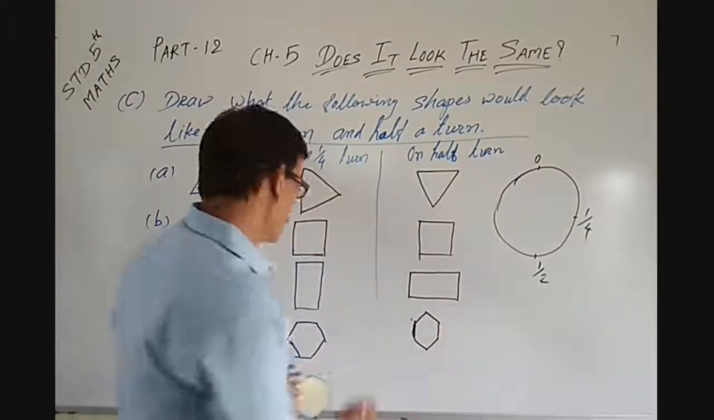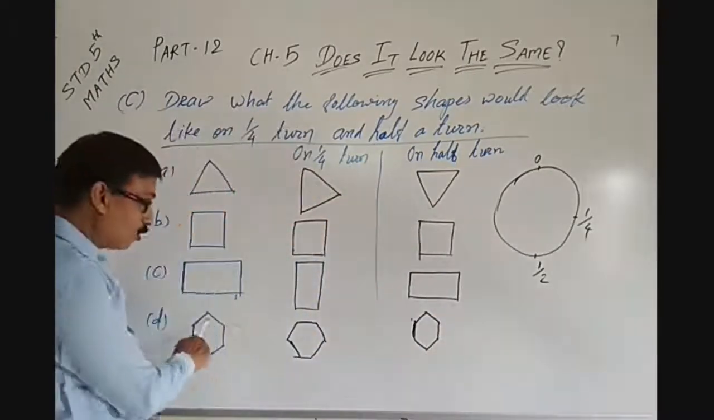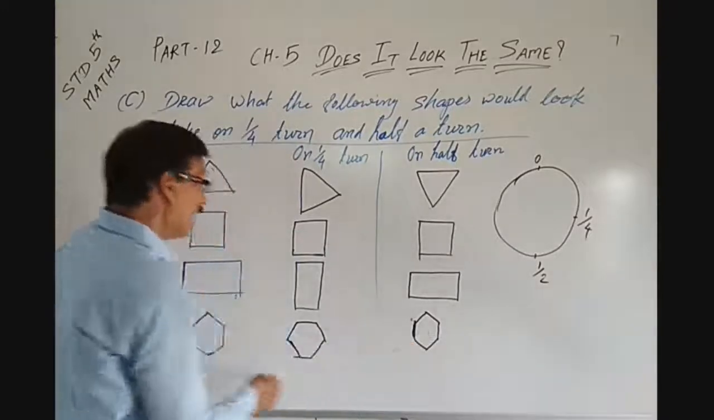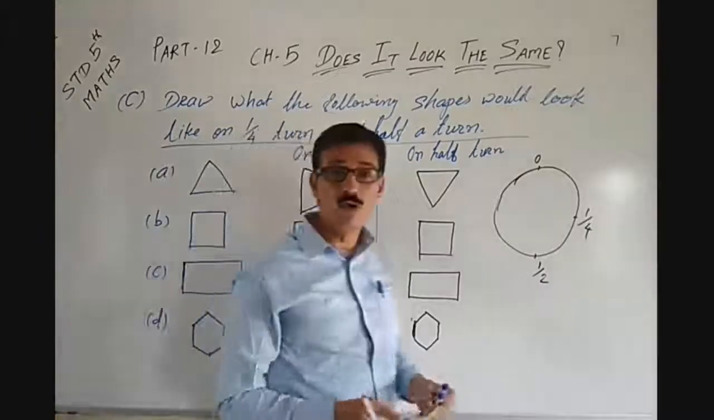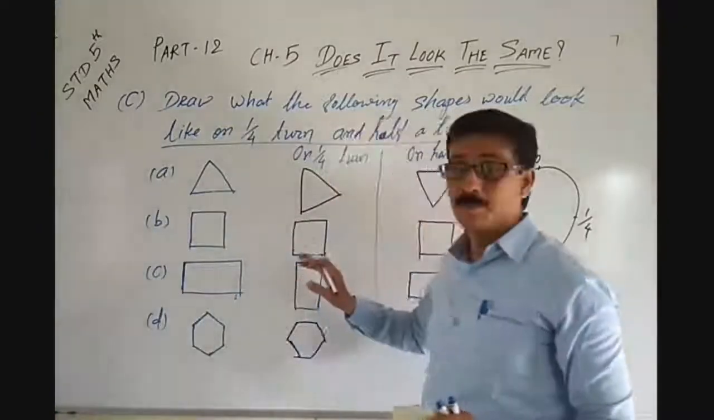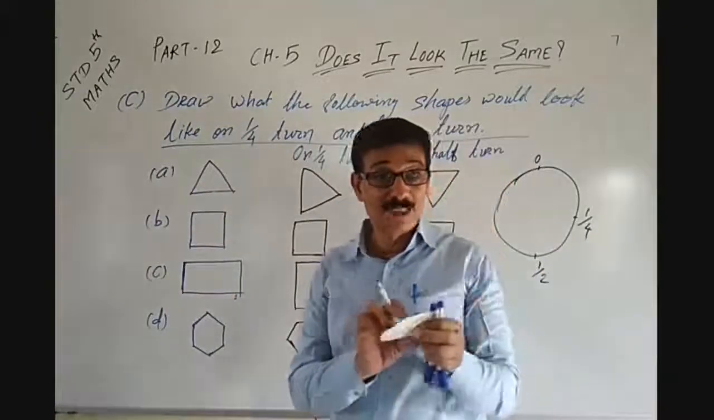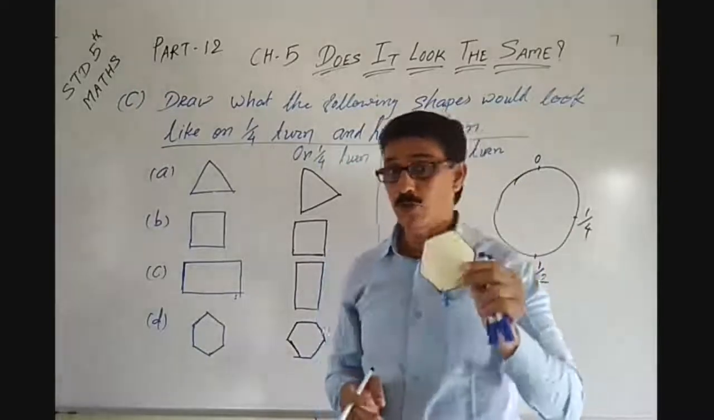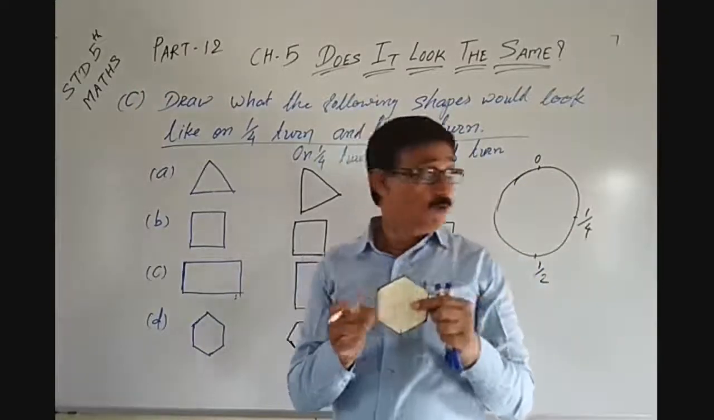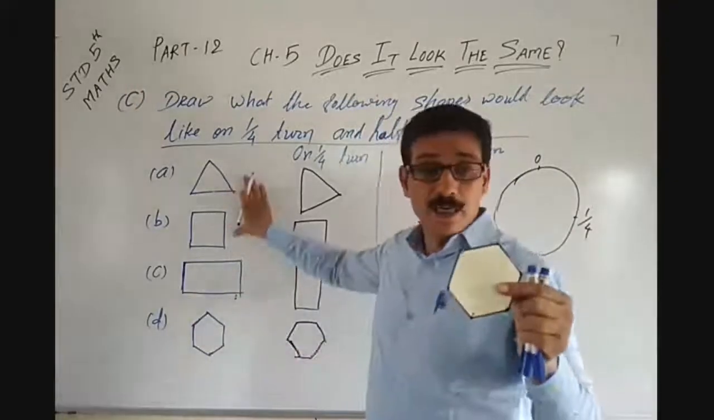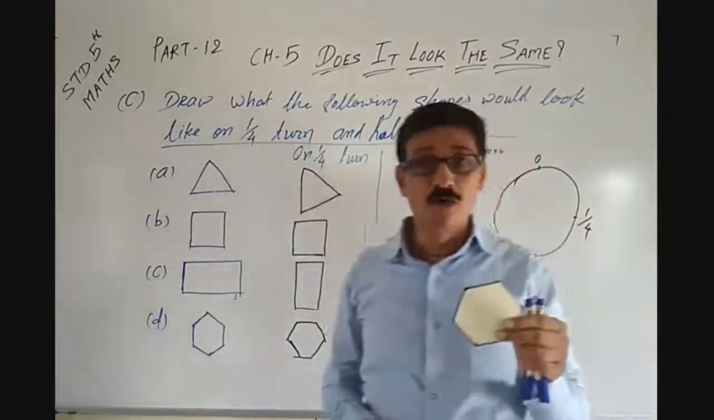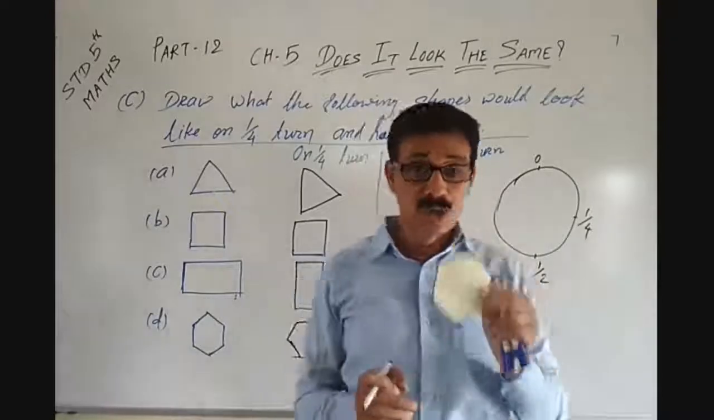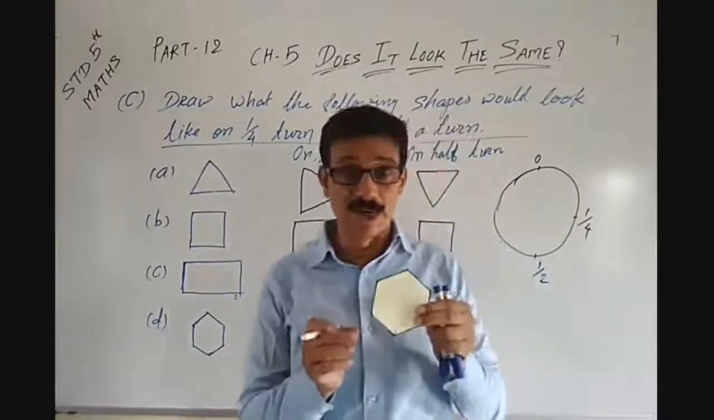So this is on one half turn, this hexagon will look like this, and on one fourth turn it will look like this. So we have come to know, we did this practice by cutting some shapes into the pen. You also will, what you will do? First of all, cut these shapes in the paper and then after give it one fourth turn and one half turn. So that you can understand it well.